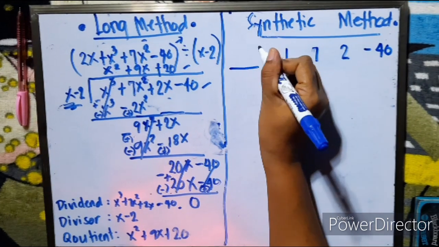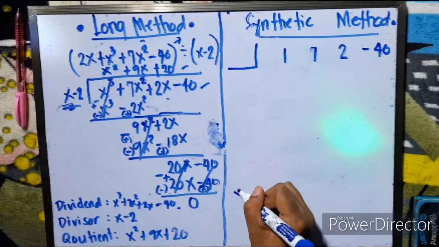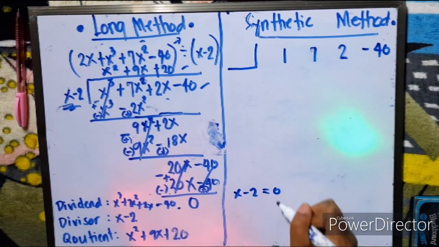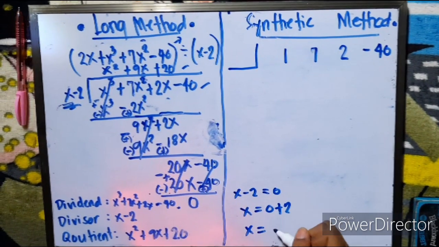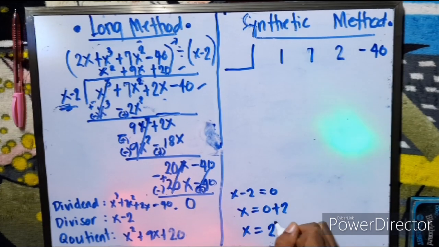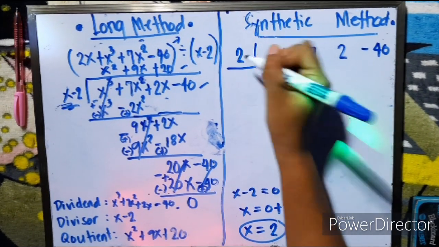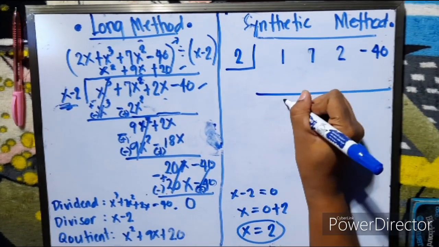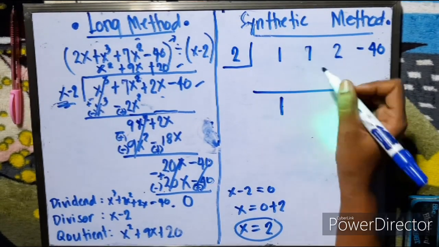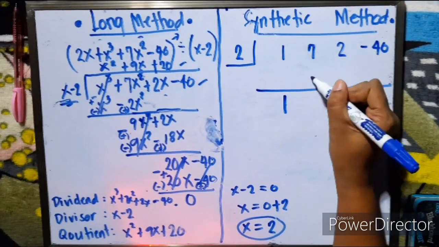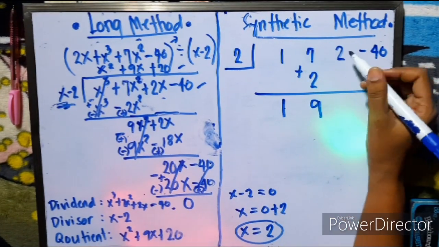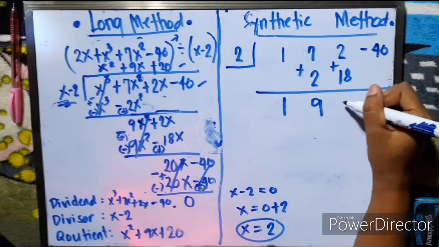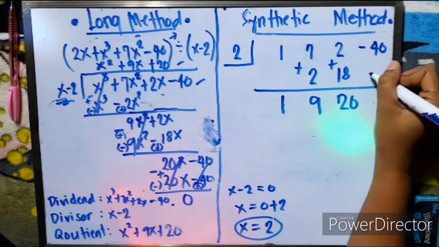Then the zero of your function, we have x minus 2 is equal to 0. X now is equal to 0 plus 2. Then, the zero of the function x minus 2 is positive 2. So our multiplier is positive 2. Okay, steps. Bring down 1. 1 multiplied by 2, that is 2. Add, that is 9. 7 plus 2 is 9. 9 times 2 is 18. Add again, that is 20. 20 now times 2 is positive 40.